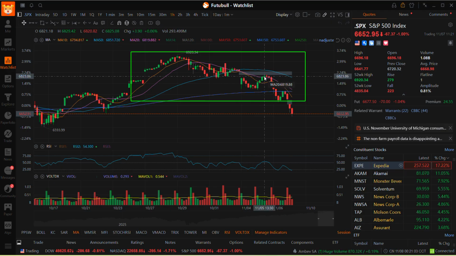So the buyers could not do that. The money they provided here could not do that. Then the sellers won, and then the market started to go down. That means in this area we wouldn't have entered the market.